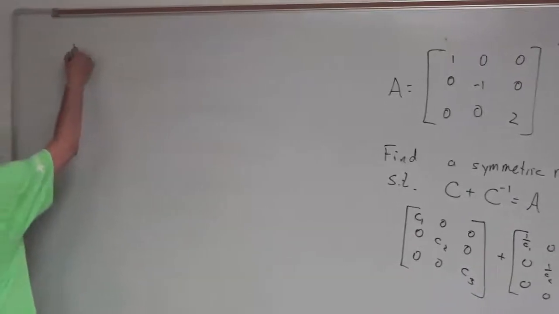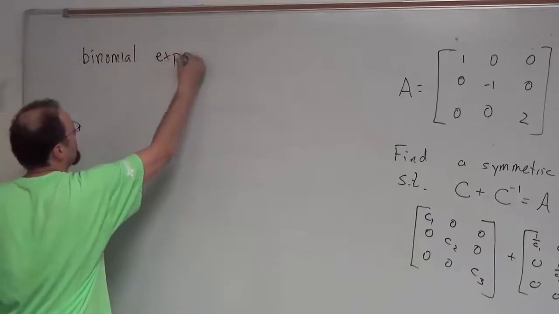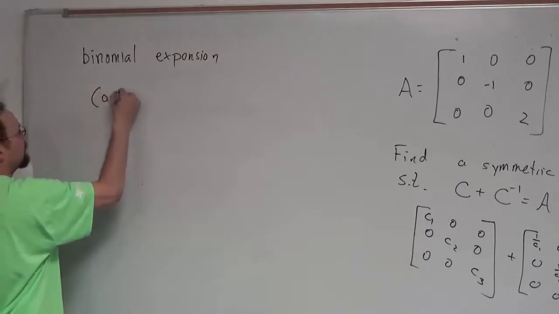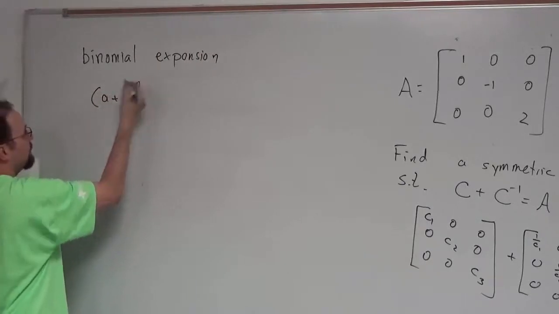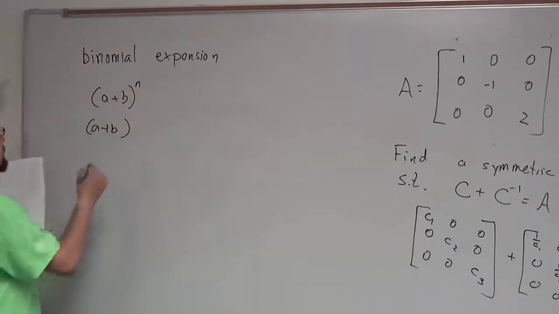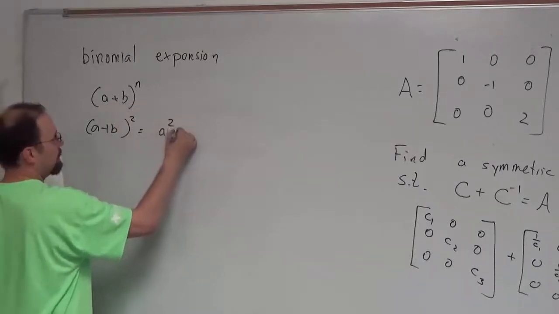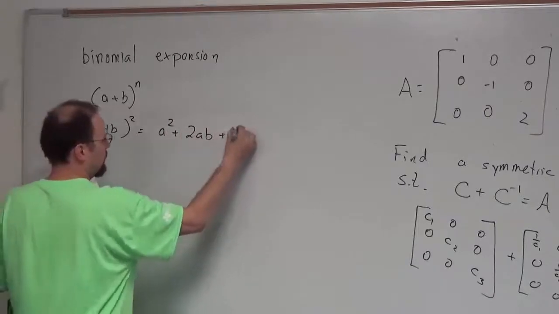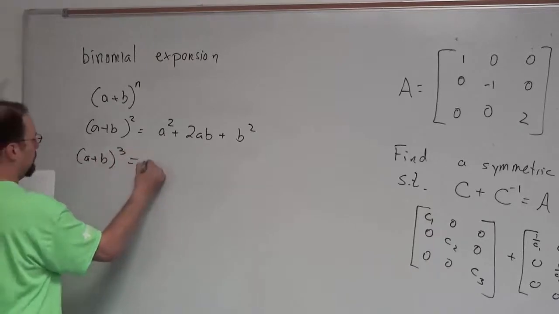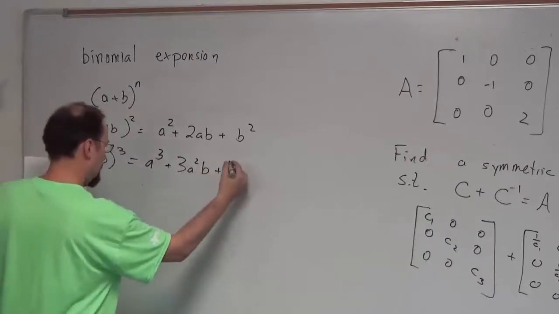So does anybody know the binomial expansion for something like a plus b raised to the power n, right? So a plus b squared. Okay, so a and b are numbers. They're real numbers. If you expand this, you get a squared plus 2ab plus b squared. And if you have a plus b cubed, you have a cubed plus 3a squared b plus and so on.